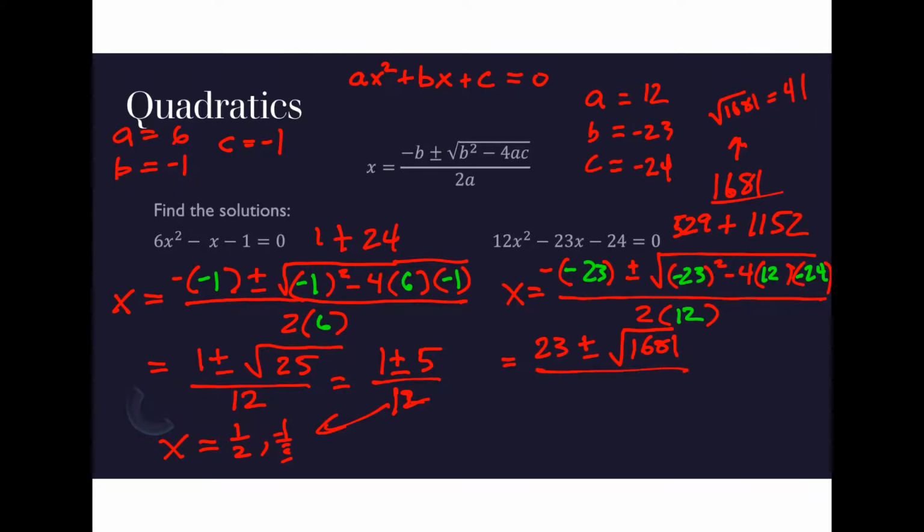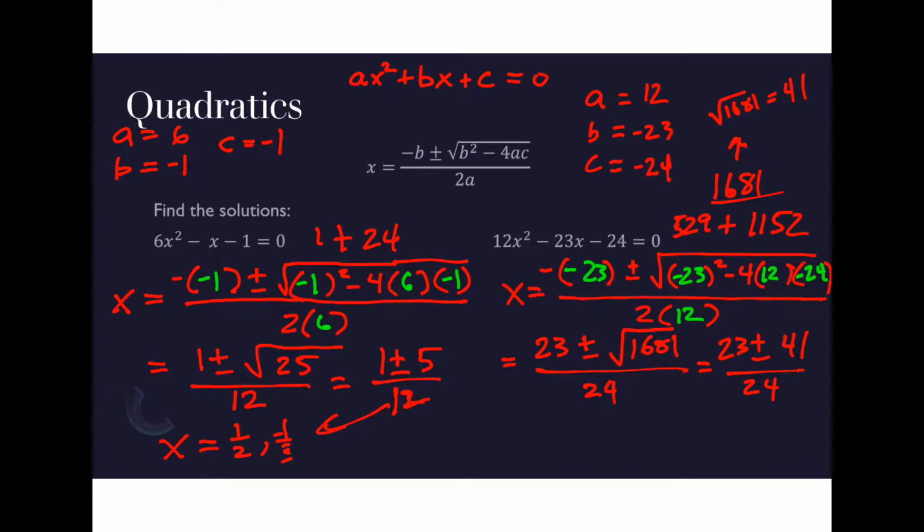When I go to simplify this, on the bottom I have 24, 2 times 12. So that becomes 23 plus and minus 41, all over 24. Now, if it isn't, we're going to look at an example of that on the next one. Then we can simplify it by reducing that square root. That's why we spent some time doing that on the last section.